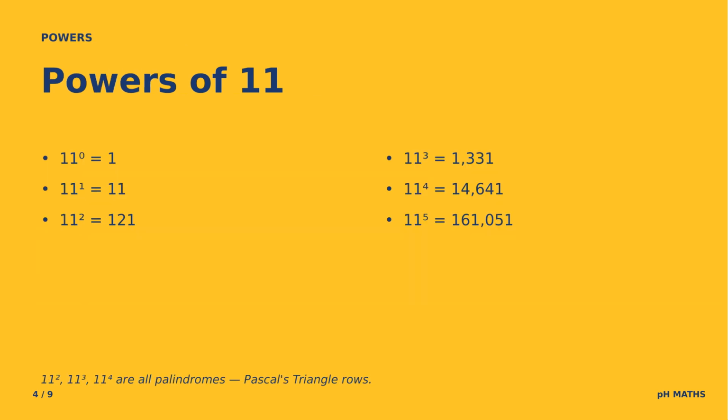Powers of 11. 11 to the 0 is 1. 11 to the 1 is 11. 11 squared, 121. Cubed, 1,331. To the fourth, 14,641. Read those backwards. 121 is a palindrome. 1331 is a palindrome. 14641 is a palindrome. The pattern only breaks down at 11 to the fifth, when carrying kicks in.